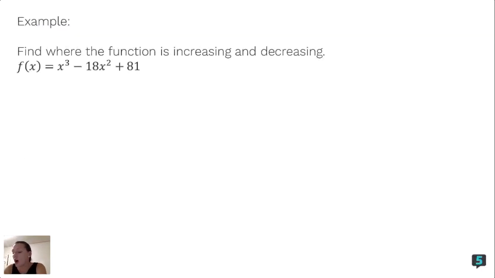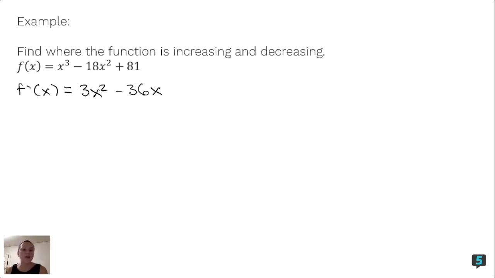All right, so let's try a different function. We've been focusing on that same function the whole time. This time I want us to look at f of x equals x cubed minus 18x squared plus 81. And I want us to figure out where the function is increasing and decreasing. So very first thing we've got to do is find that derivative. So we've got that f prime of x equals 3x squared minus 36x plus 0. So just 3x squared minus 36x.